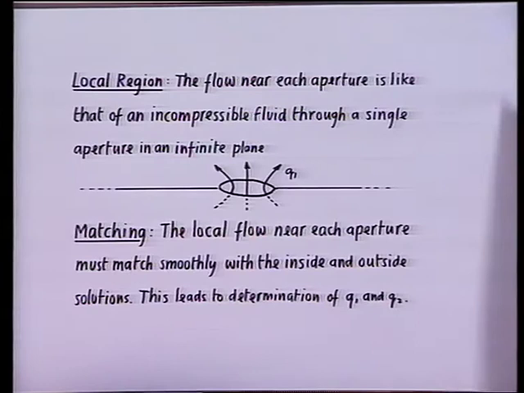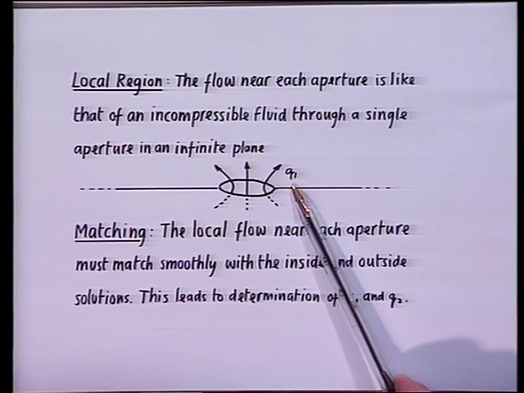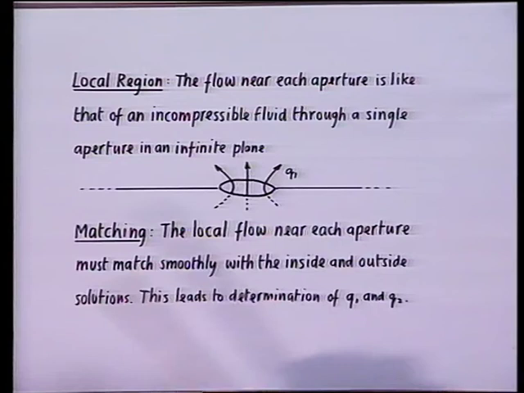In the local region near each aperture, the flow is almost that of an incompressible flow through a single aperture in an infinite plane. And the measure of the volume of flow coming through that hole in unit time is Q1. And this is a relatively simple problem. An incompressible flow through a single hole is much simpler than the original problem of many holes in a complicated clarinet geometry. So each of those three problems can be solved exactly.